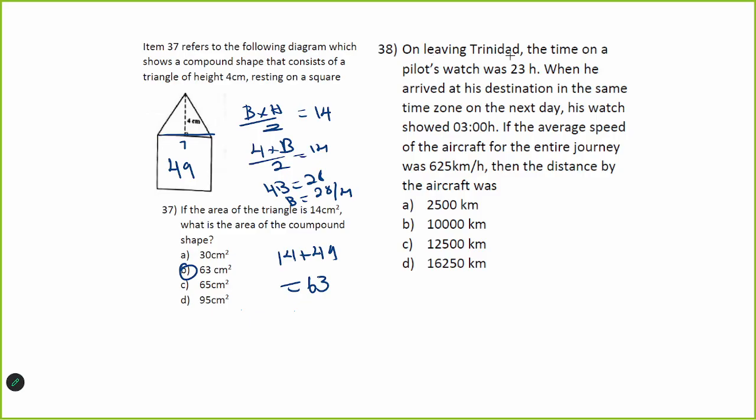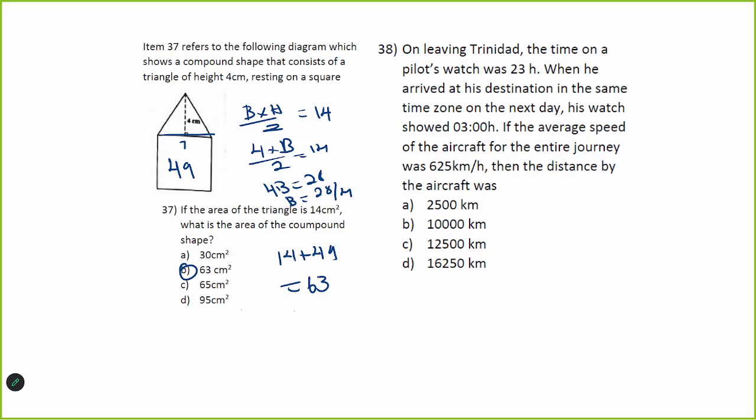On leaving Trinidad, the time on the pilot's watch was 2300 hours. When he arrived at his destination in the same time zone the next day, his watch showed 0300 hours. If the average speed of the aircraft for the entire journey was 625 kilometers per hour, what was the distance?